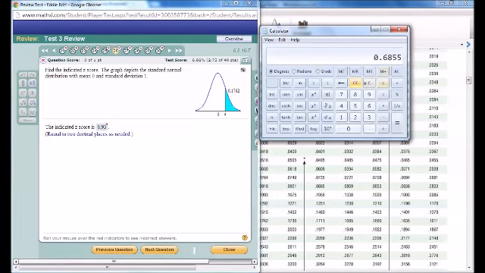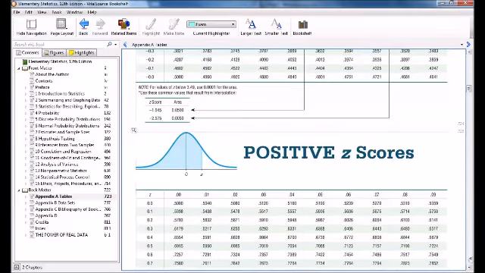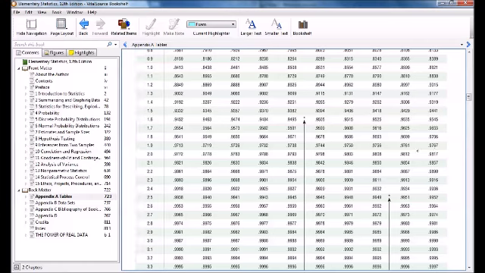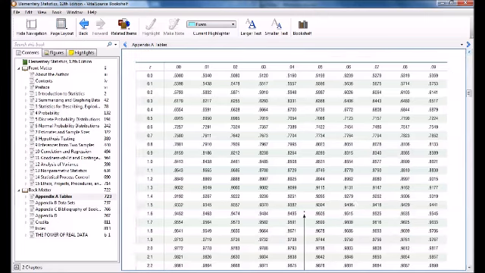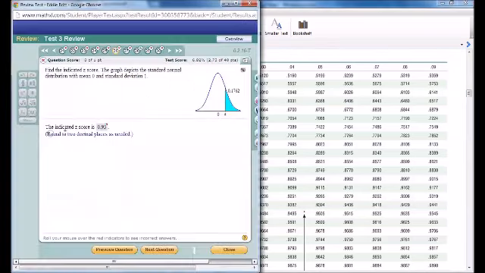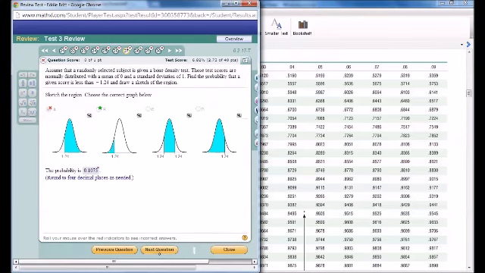So we want to say 1 minus 0.1762. That's the area that we want to look up in the table, 0.8238. We look up 0.8238, we'll have our answer. So it's going to have to be a positive z-score because it's bigger than 0.5. 0.8238 right here. That's going to be 0.93. Alright.